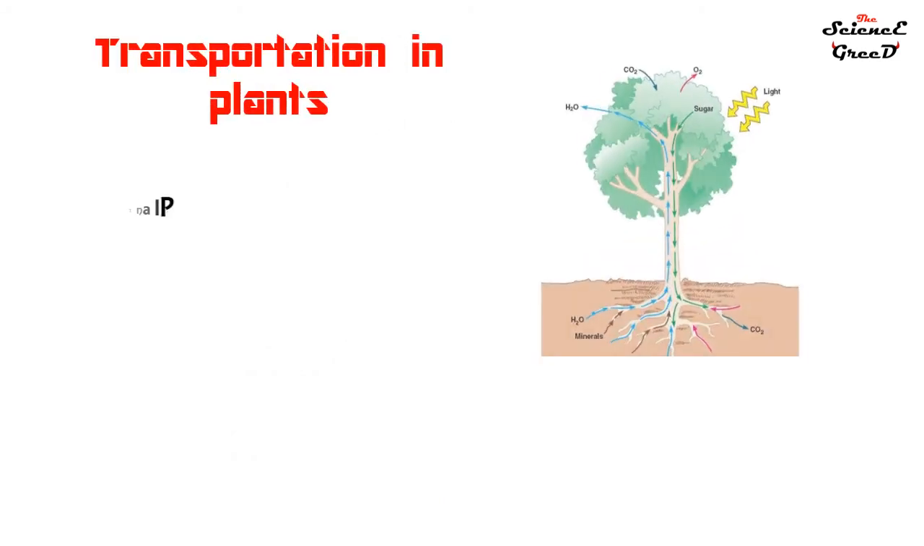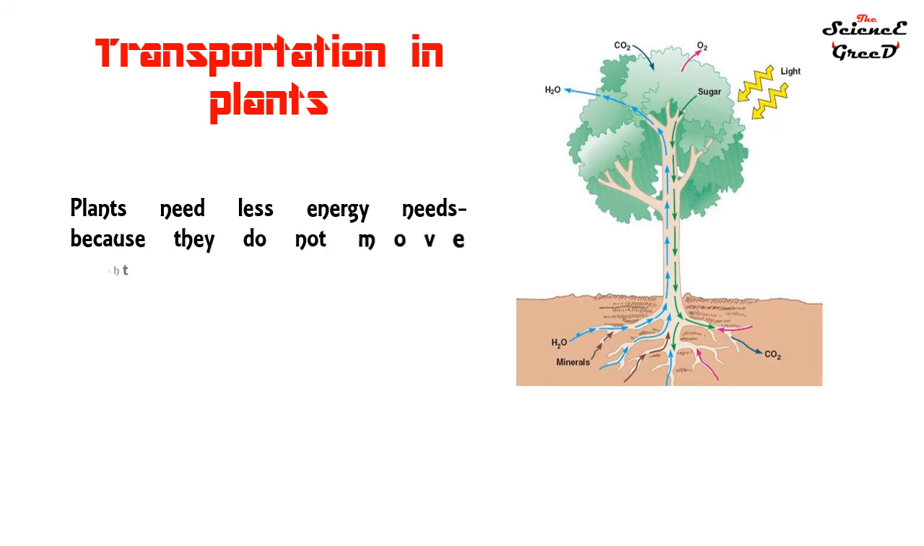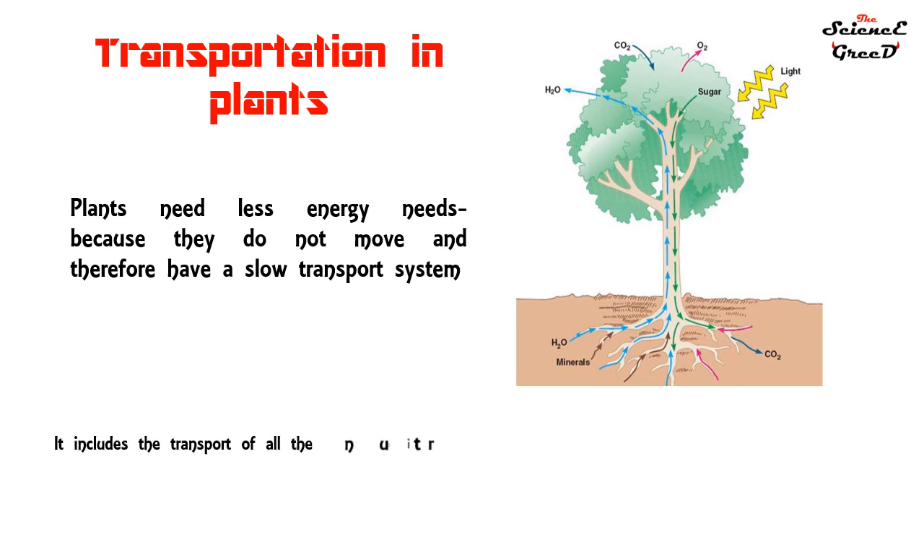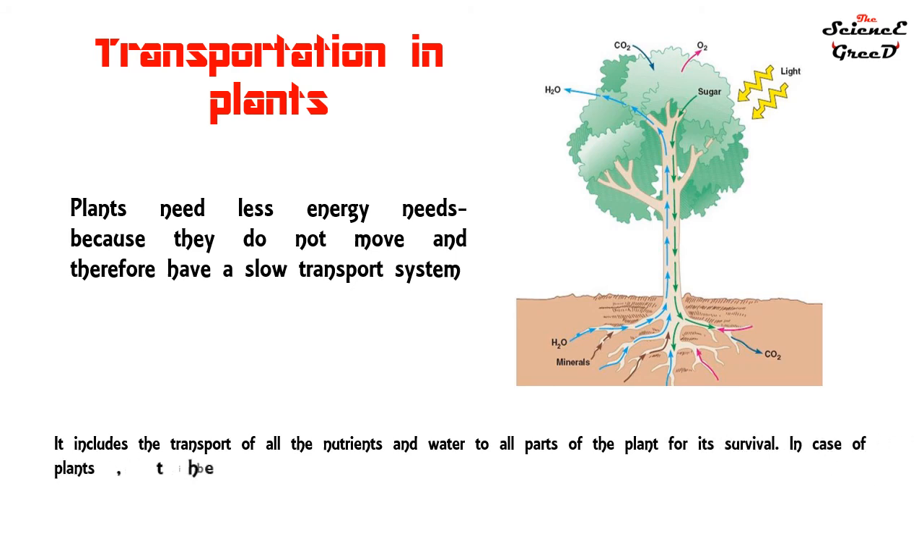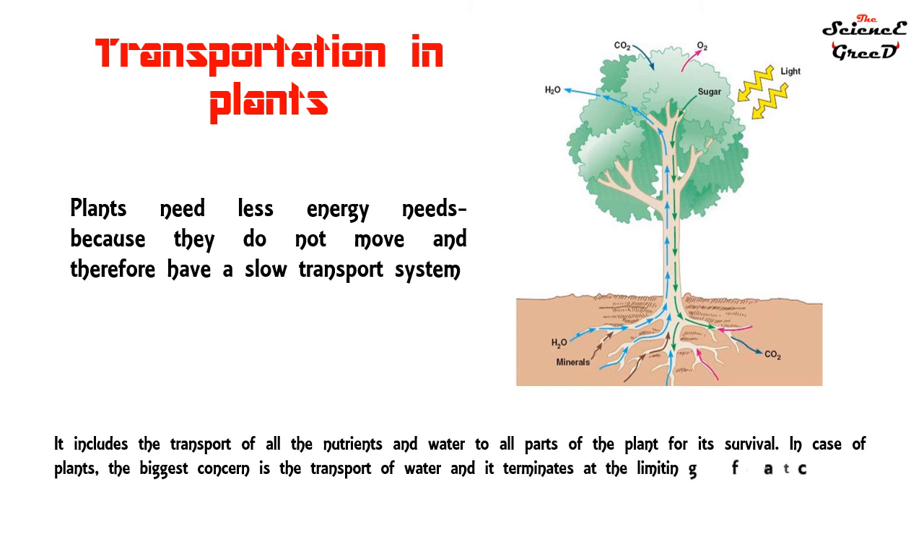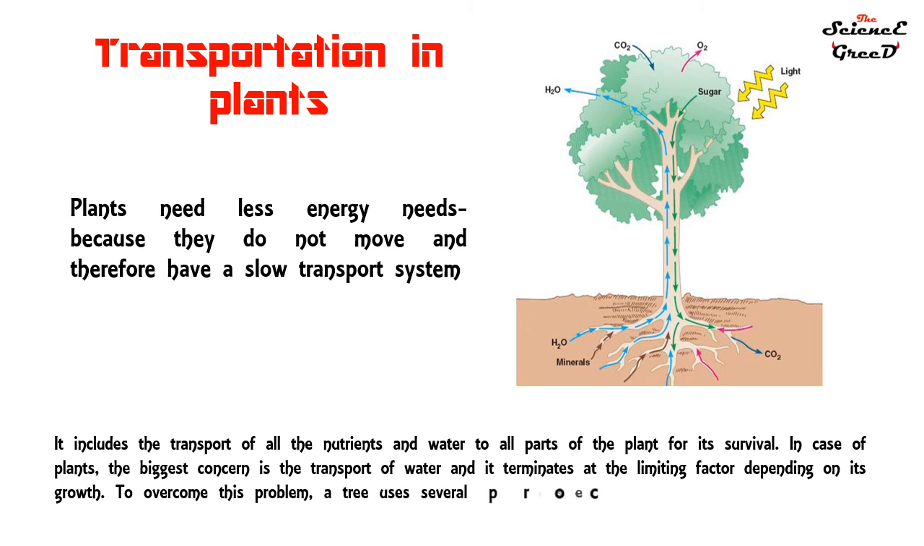Transportation in plants. Plants have lower energy needs because they do not move, and therefore have a slow transport system. Transportation in plants is an interesting process. It includes the transport of all the nutrients and water to all parts of the plant for its survival. In the case of plants, the biggest concern is the transport of water, and it terminates at the limiting factor depending on its growth. To overcome this problem, a tree uses several processes like translocation, storing, absorption and utilization of water.